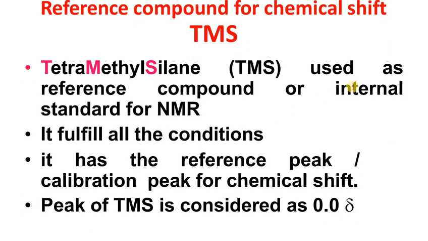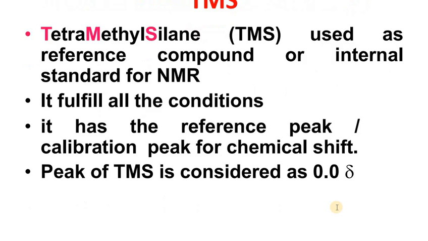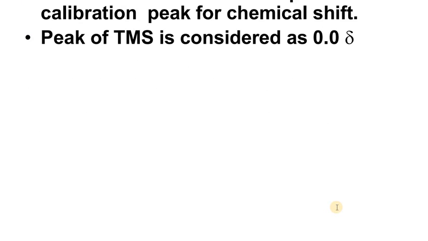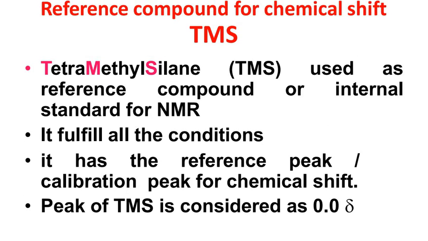So it is used as a reference compound or internal standard, and it fulfills all the conditions. It gives a reference peak and calibration peak for chemical shift, and it is considered at 0.0 delta, that is, the starting point from which we see the peaks of the other atoms in the spectrum. So that is all about the instrumentation and the solvents we generally use in the NMR spectrum.